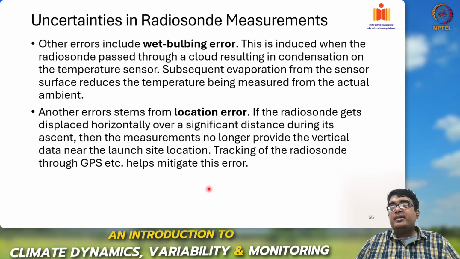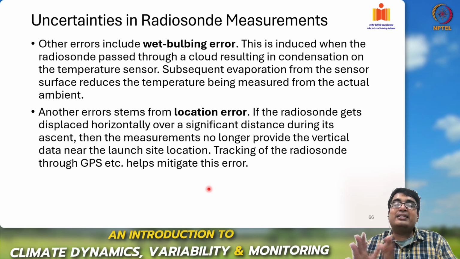So, other errors include wet bulbing error. This is induced when the radiosonde passes through a cloud, resulting in condensation on the temperature sensor. The subsequent evaporation gives erroneous reading. We have already discussed how many radiosondes have an inbuilt heater to heat up the thermal sensor periodically to avoid this problem. The other is location error.